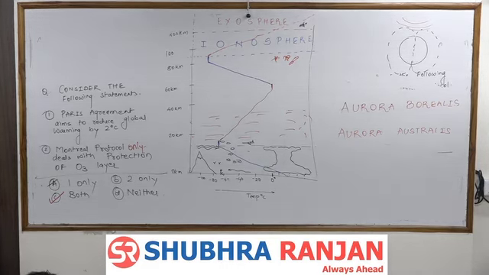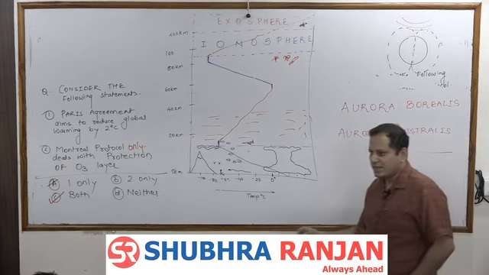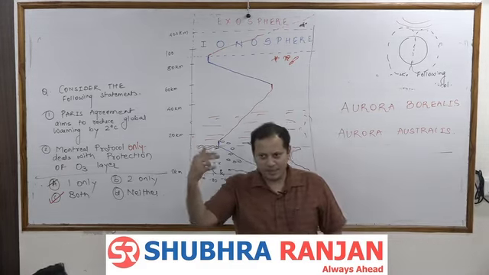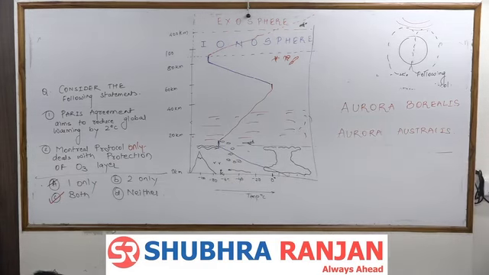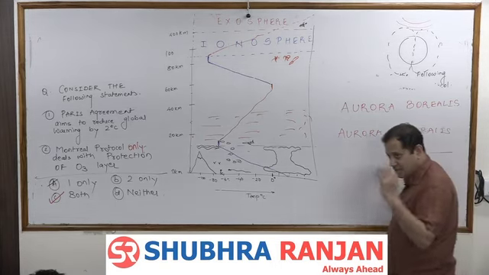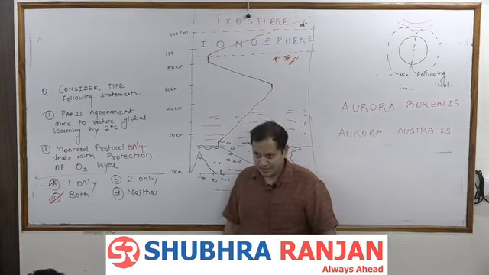Third, normal communication, not satellite communication, obviously satellites are different. So third, in this layer there is a presence of northern and southern lights.